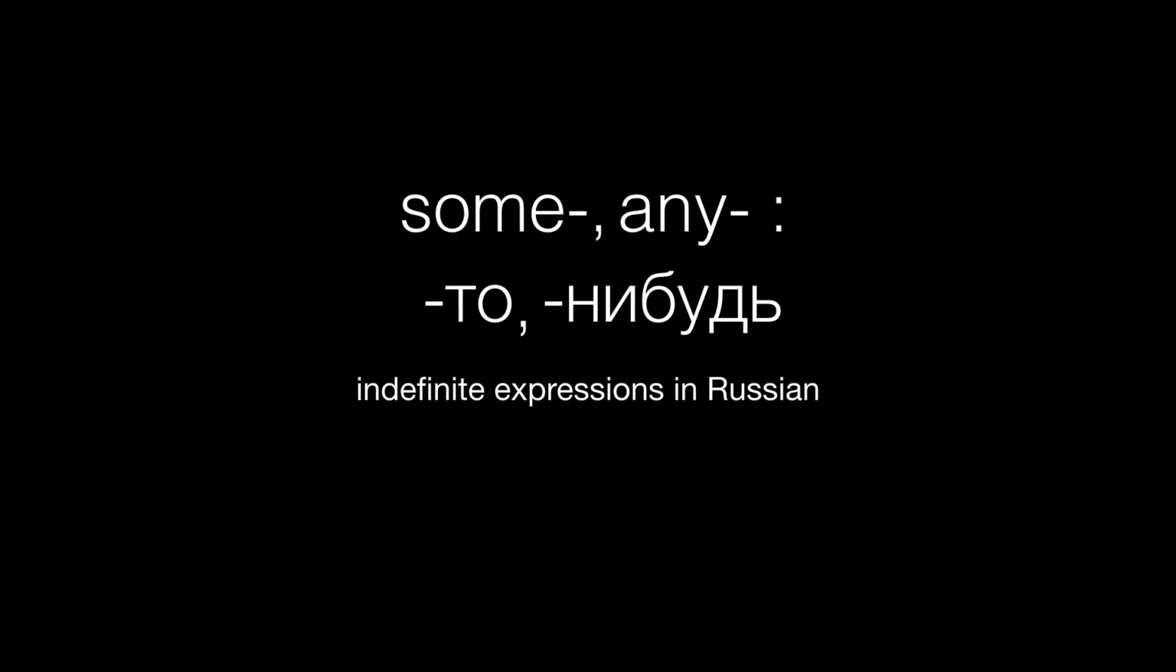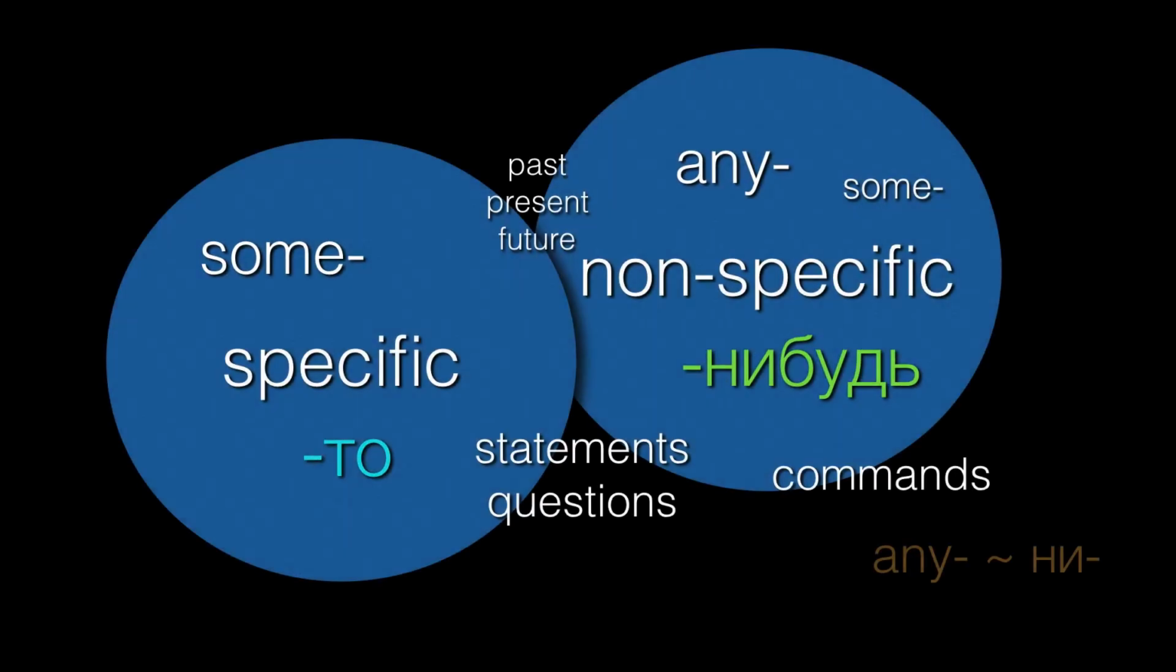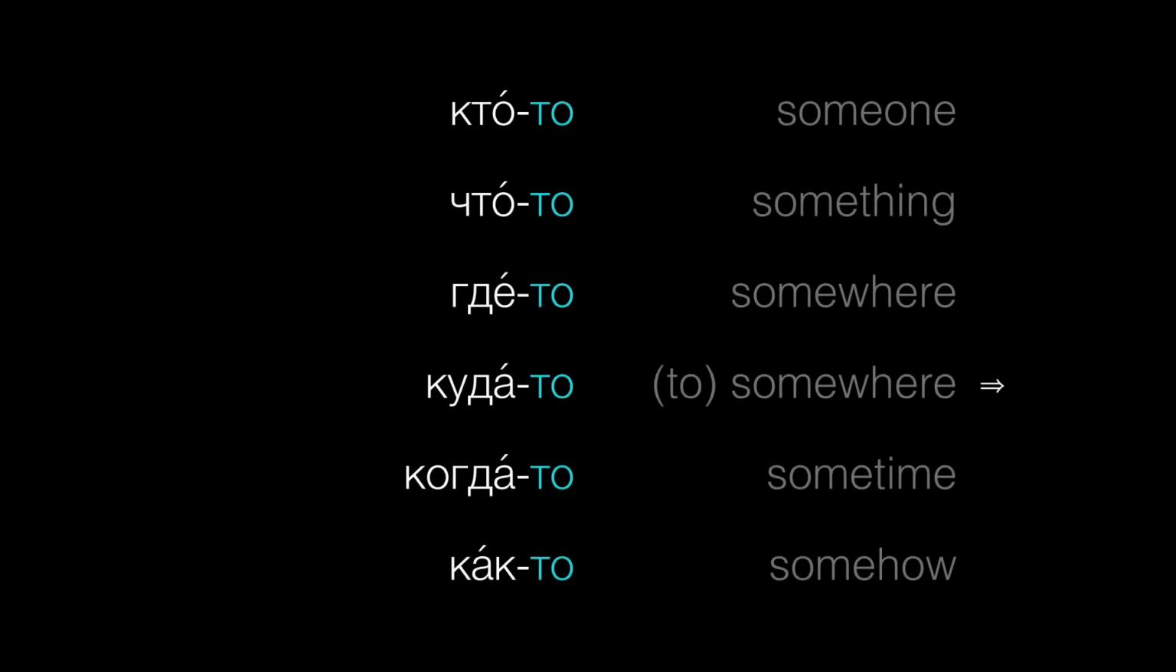Let's learn about how to express things like someone, somewhere, anyone, anywhere, and so on. In this video, we'll cover two types of indefinite expressions made with то and нибудь. And we'll pay close attention to how they're used because they don't correspond exactly to how we use some versus any in English. Let's start with то.